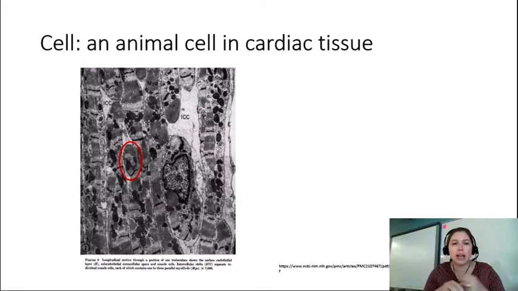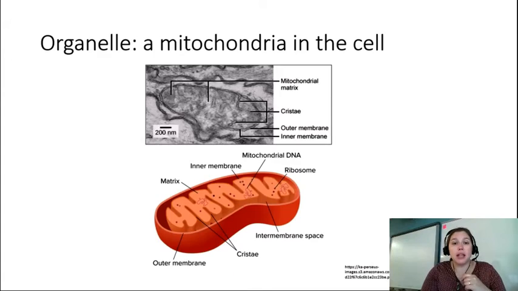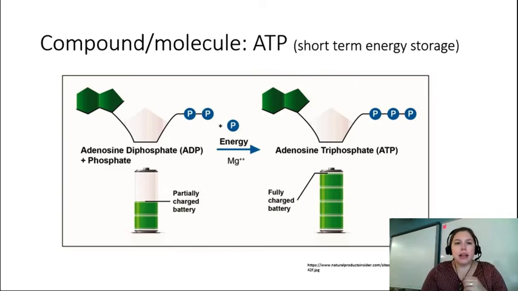So I circled in red one single cell, and then within the cell, an organelle is the mitochondria. And we're going to learn about that soon. Mitochondria help your cell gather and process energy. That's one organelle within the cell. And then a molecule in it is ATP. That's short-term energy storage. And again, we will learn about this later on this term.